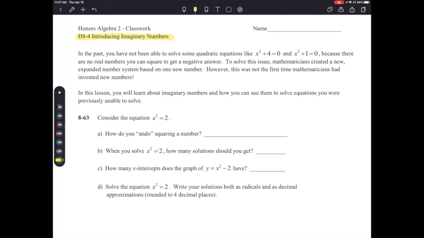Hi, welcome to the lesson on H8-4. Today we're going to be introducing imaginary numbers.